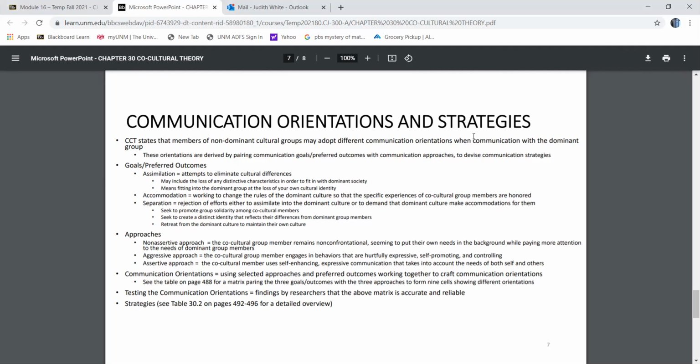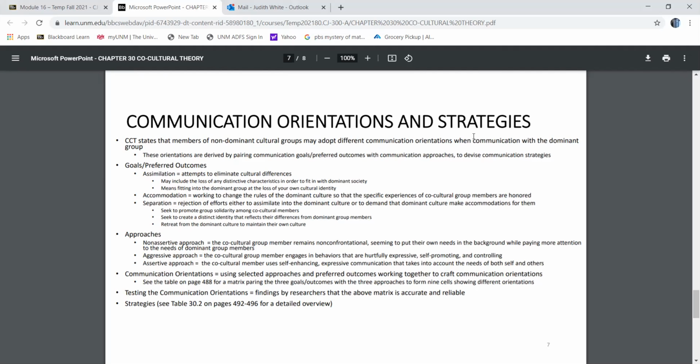So on page 488 in your book, there's a matrix and a discussion of these outcomes and approaches and the orientations. And I recommend that you read that, because this is a blueprint to study the activism of marginalized groups, or perhaps for engaging in such activities, either as an advisor or yourself.